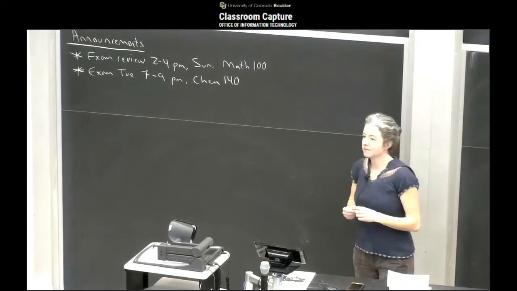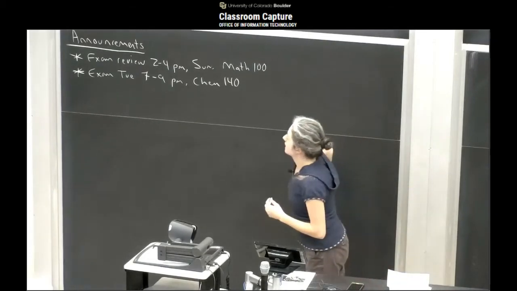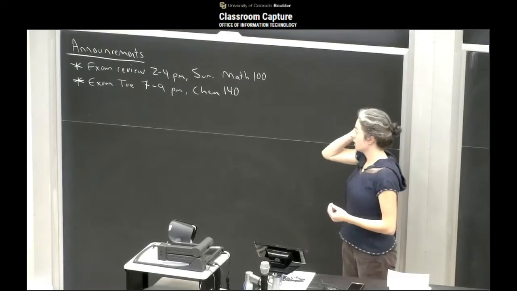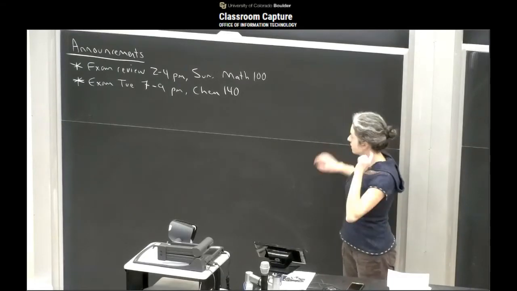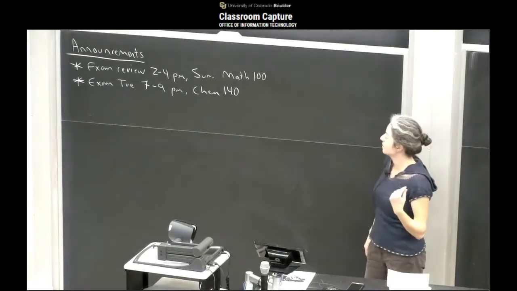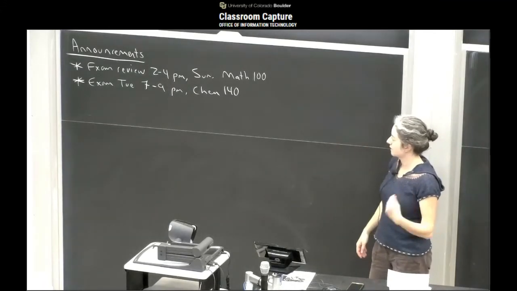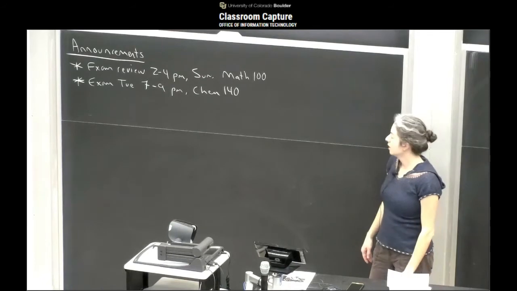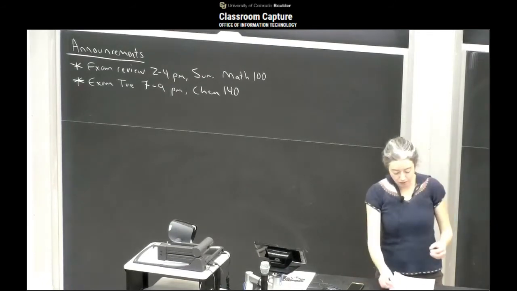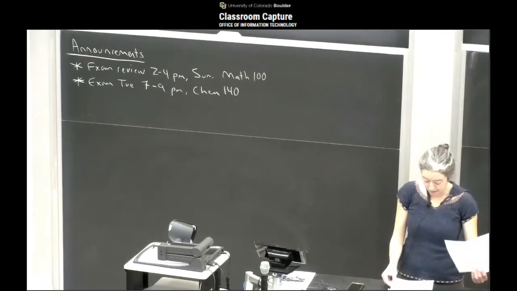Okay, so I'm going to get started. Today's announcements are pretty much just exam-related stuff. So the exam review is going to be 2 to 4 p.m. Sunday in Math 100, and the exam is Tuesday night, 7 to 9 p.m. in Chem 140. I'm hoping I can get through all of the reactions in this chapter by Friday.